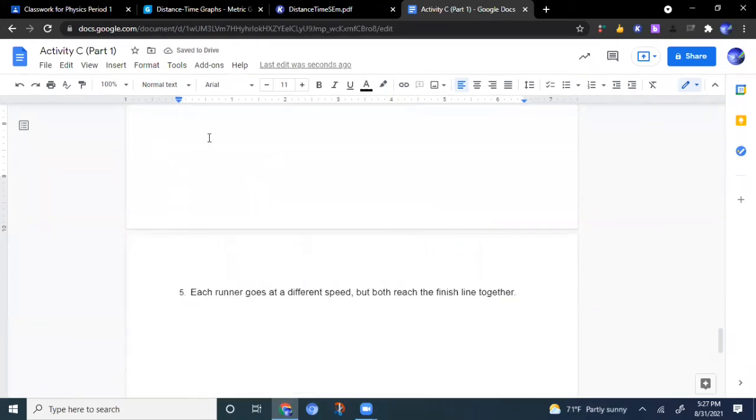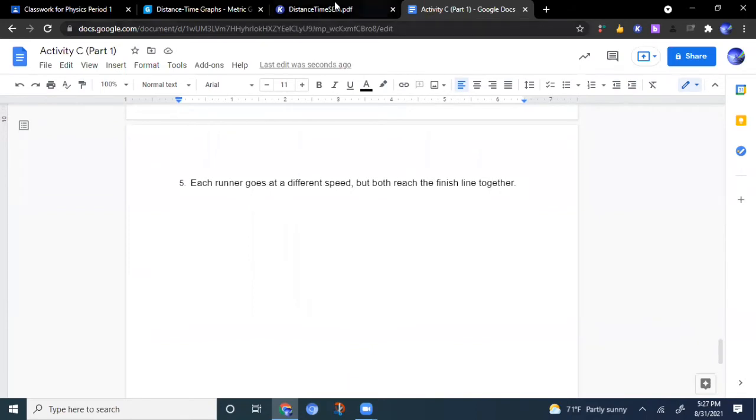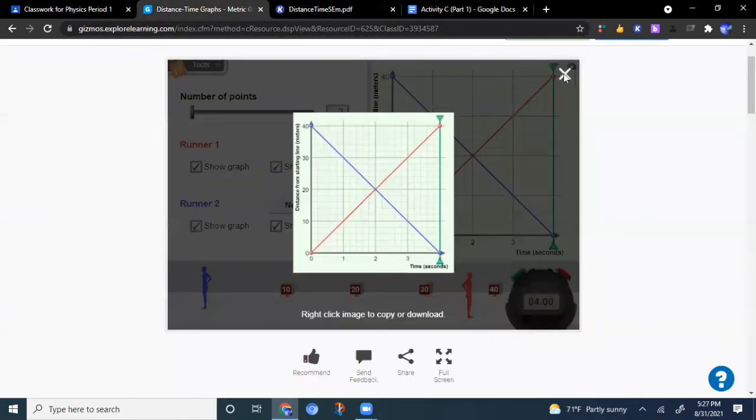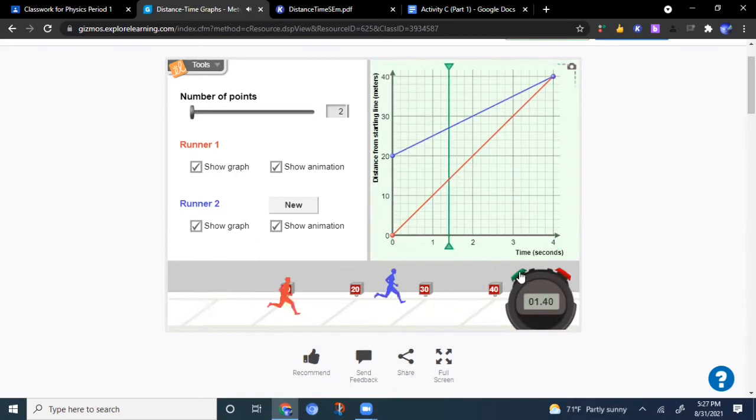Okay, and lastly, another possibility would be each runner goes at a different speed, but both reach the finish line together. Well, in order for that to happen, they kind of have to have different starting points. So I'm going to start runner two at, let's say, 20. And they both end up at the 40-meter line, but they get there at different speeds. So you can see they're running at different speeds, but they end up crossing the finish line together.